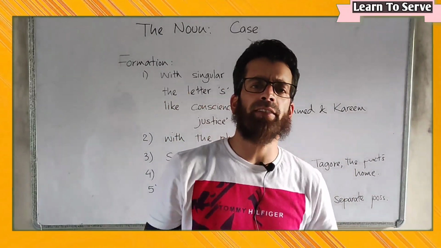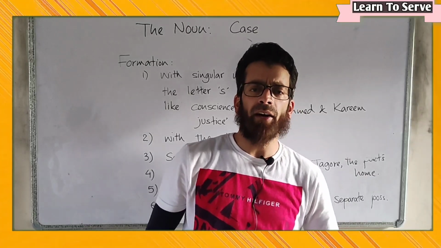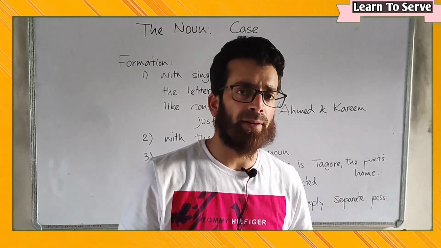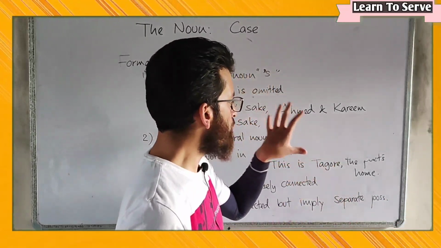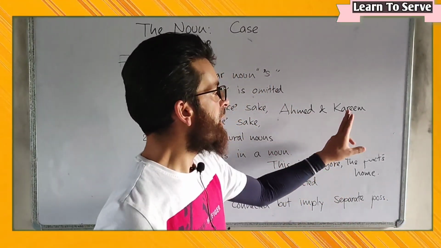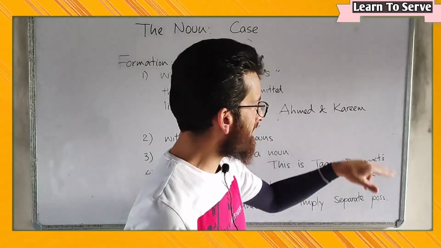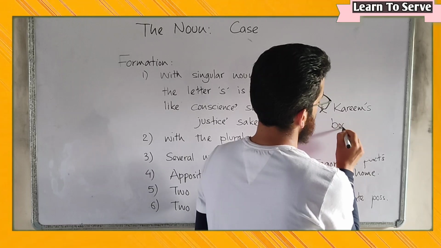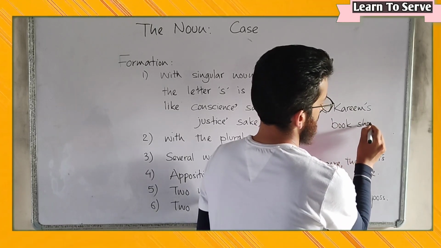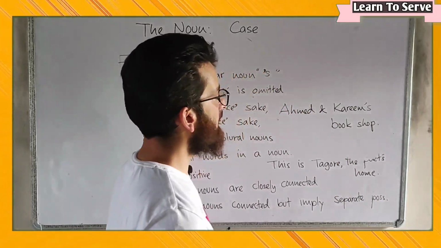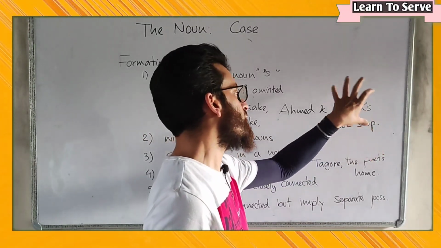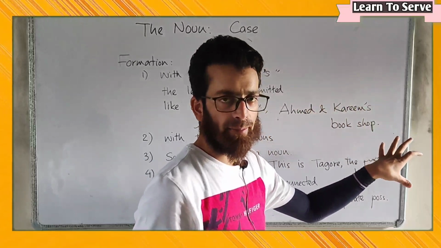These are two friends, these are two brothers. They possess a bookshop. They both possess a bookshop, and when you have to show their position, what you have to do is put apostrophe s at the second noun. For example, Ahmed's and Kareem's bookshop. That means this bookshop belongs to both of them, Ahmed and Kareem.